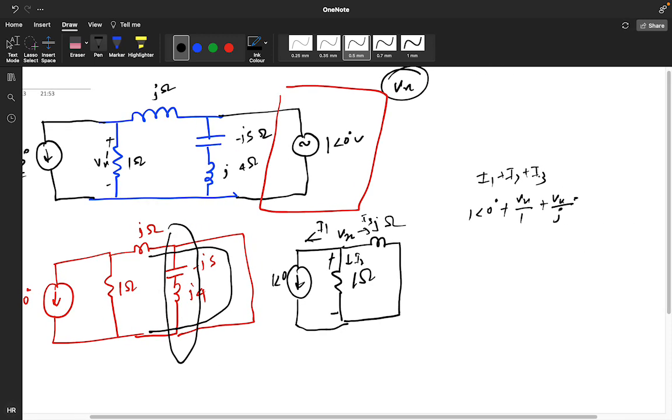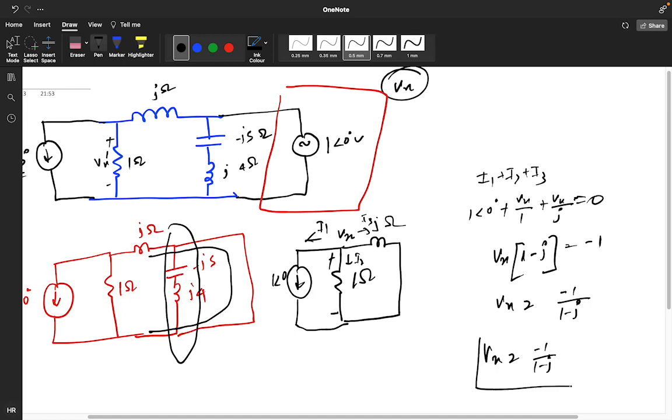What is the value of Vx you are getting? Take Vx common, 1 minus j. The j will go upside so it becomes minus, and this will be minus 1. So Vx is minus 1 divided by 1 minus j. Solve this, or let it be like this, minus 1 divided by 1 minus j. So we got one equation value.